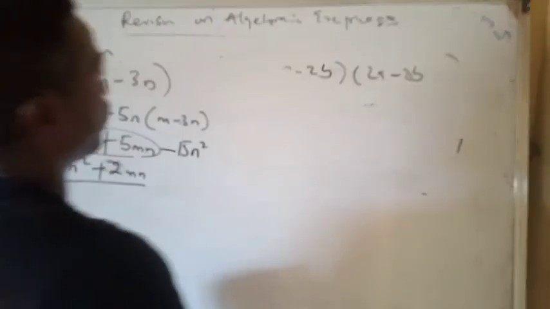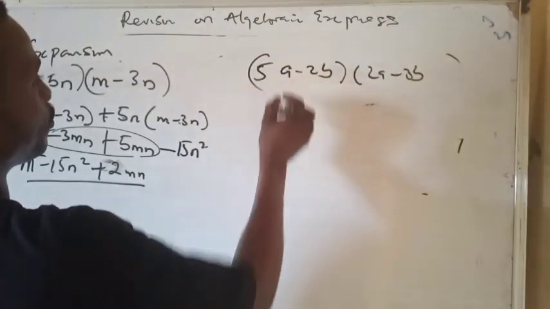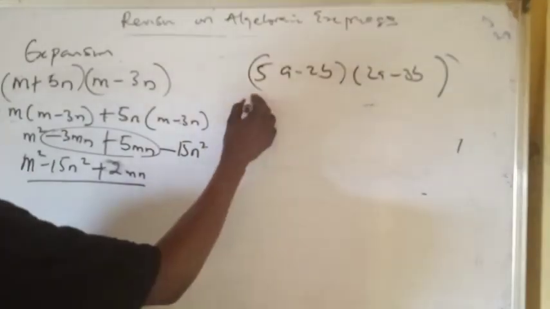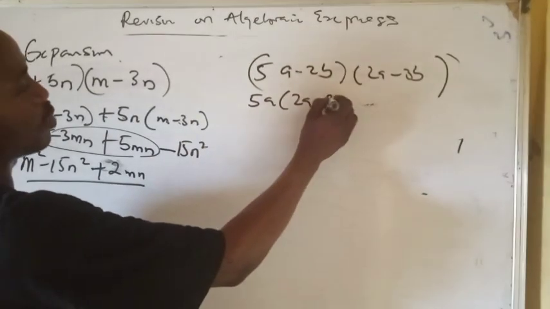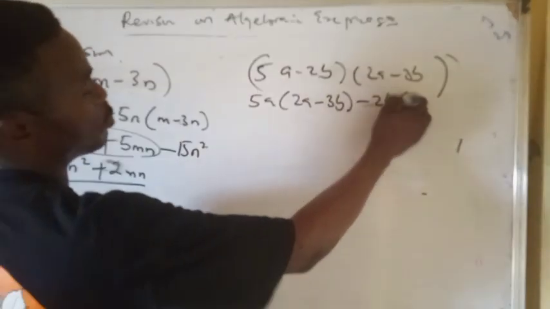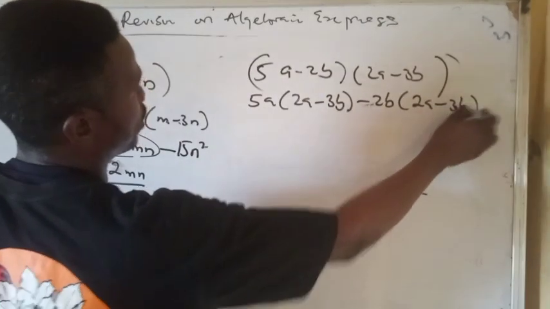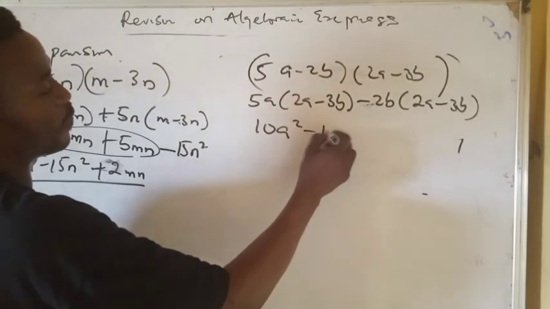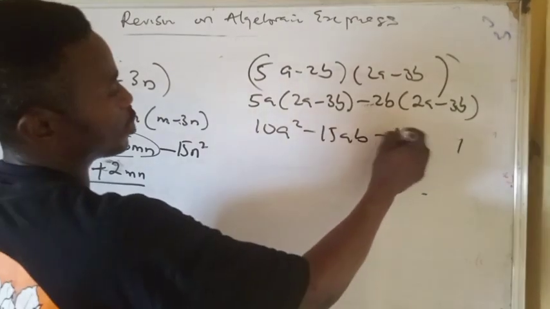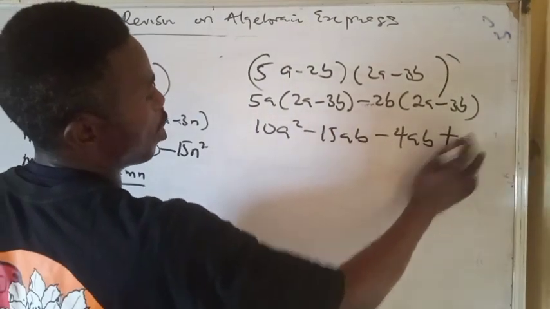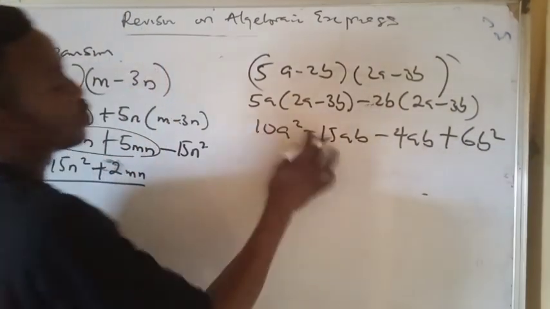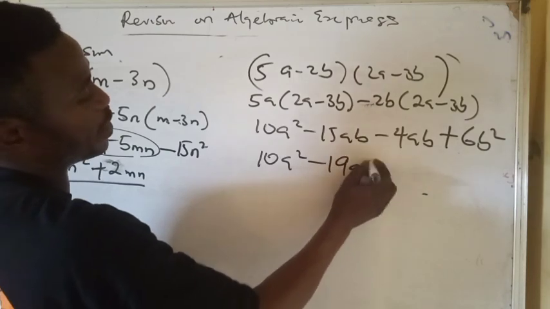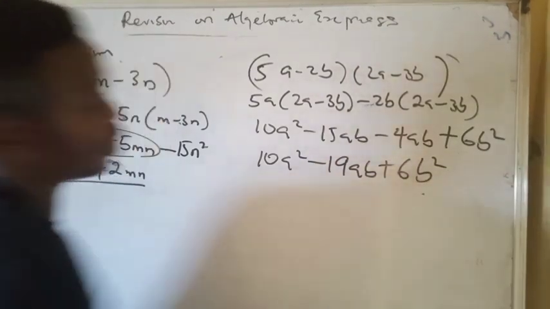Now let's see. Okay. We have 5a. The second question, concentrate. The second question will become what? 5a into bracket 2a minus 3b, minus 2b into bracket 2a minus 3b. 5 times 2, what do you have? 10a squared minus 15ab minus 4ab plus 6b squared. So this one becomes what? 10a squared minus 19ab plus 6b squared.